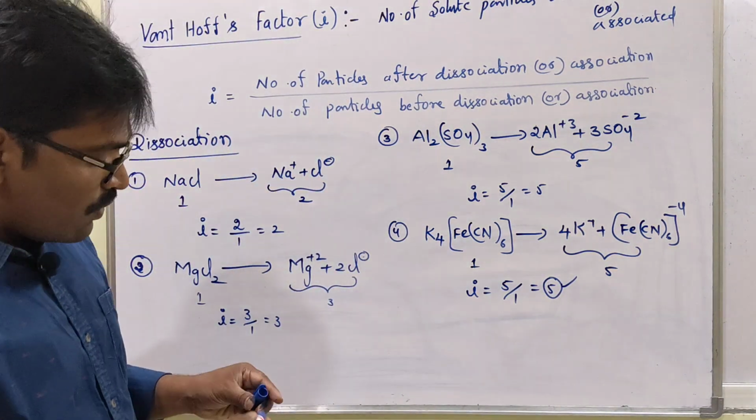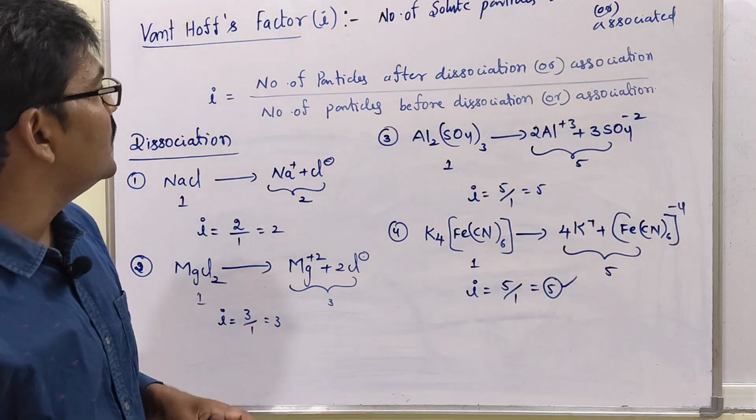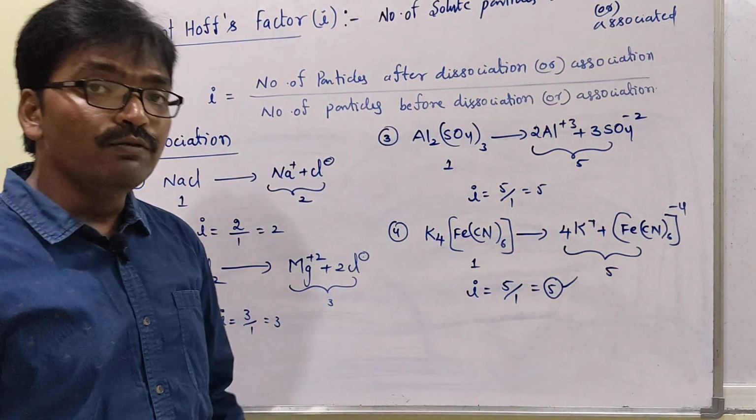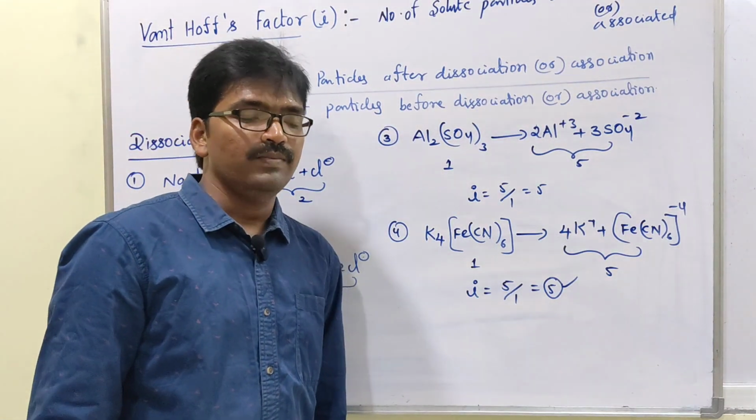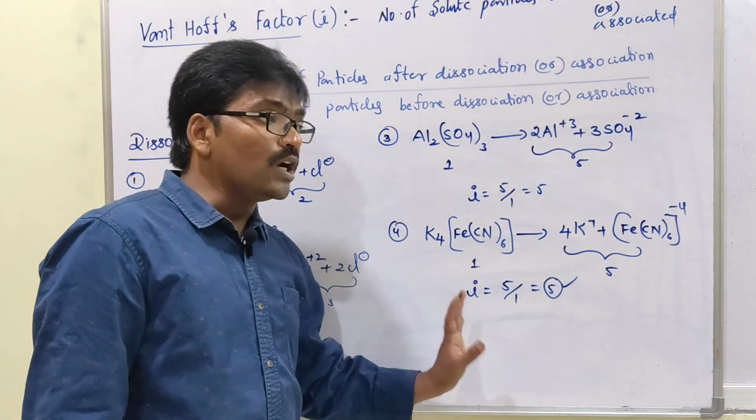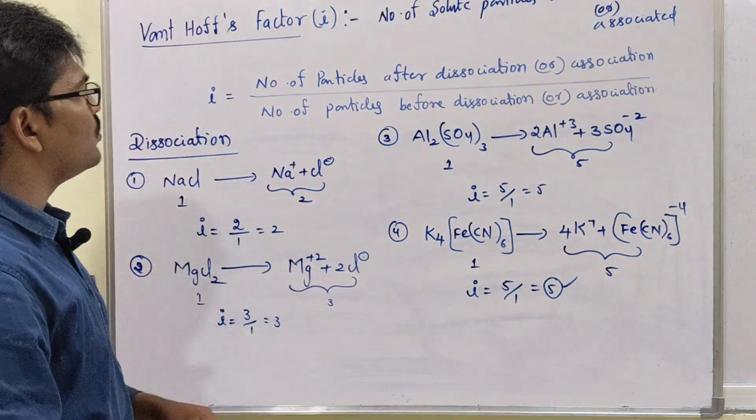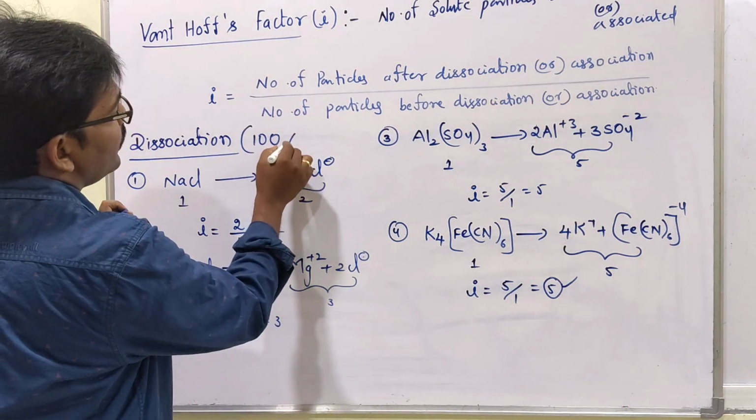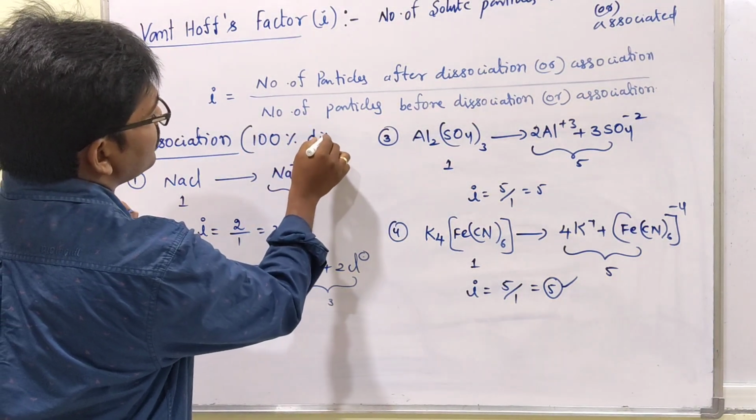So to find the Van't Hoff factor, it is the number of particles after dissociation divided by the number of particles before dissociation. This is for 100% dissociation of electrolytes, which are all strong electrolytes. Strong electrolytes dissociate 100%.